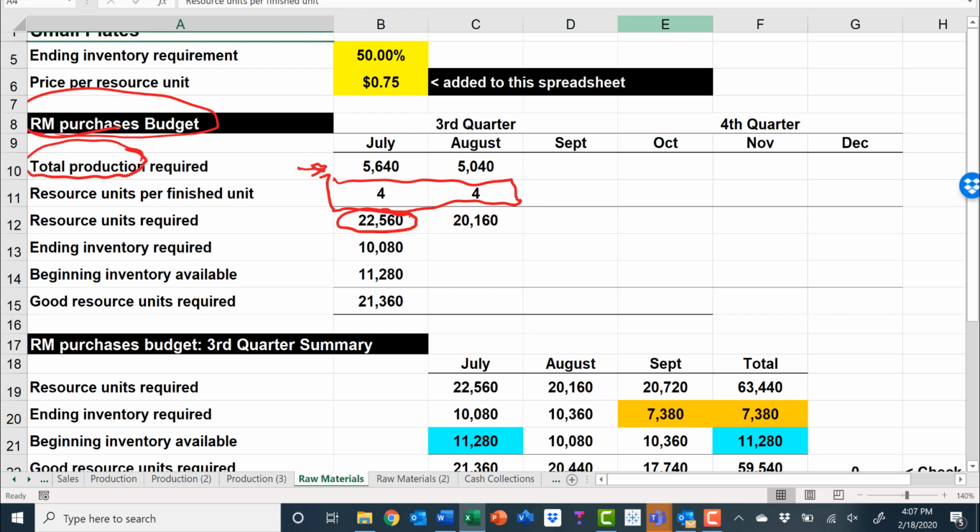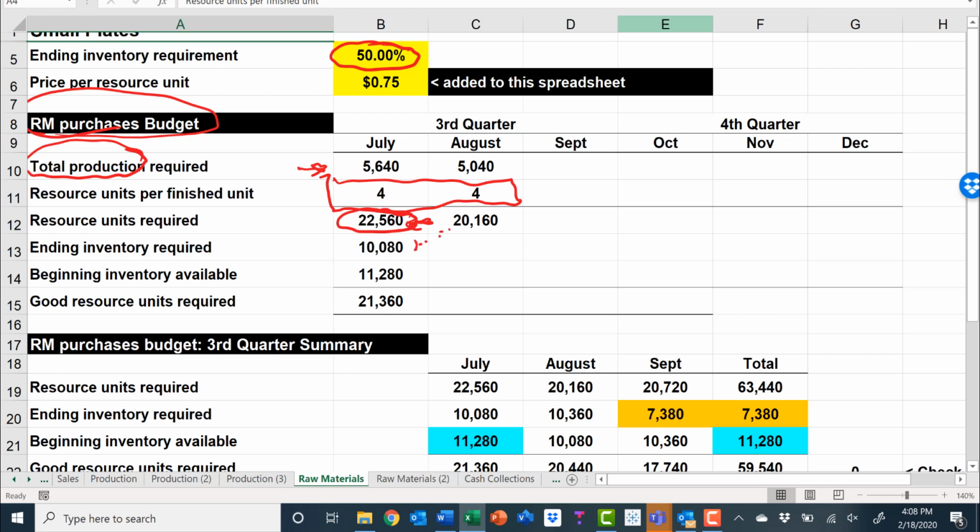Okay, so at that point it kicks into what we've already seen. Our ending inventory requirements are at 50% for this resource, and remember that's not a static number. In our previous discussion, we had a different ending inventory requirement. So depending on what budget you're using, you as a manager will determine what your ending inventory requirements will be. The other key is that your ending inventory requirements are based only on the resource units required, not on the final production. So this is my number. I'm going to apply that 50% to this.